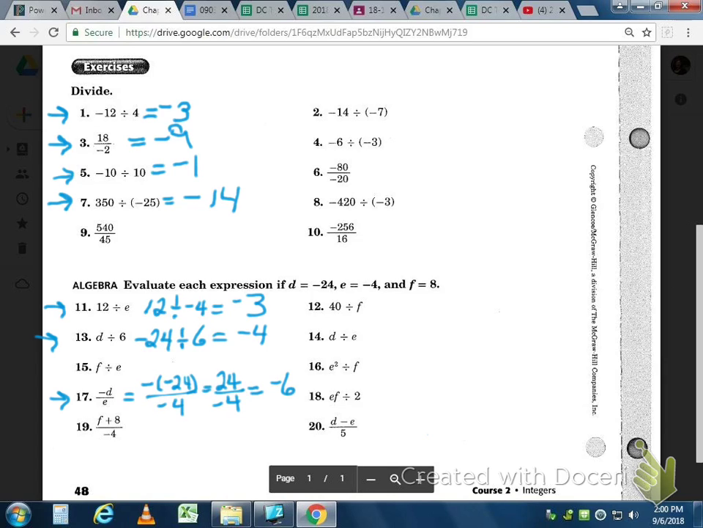Because yesterday when we had two signs side by side like that, when those two signs side by side were the same, what did we change it to? Negative or positive? If it was two signs that were the same, we made it a positive, didn't we? So it's kind of the same idea from yesterday. Okay. All right.